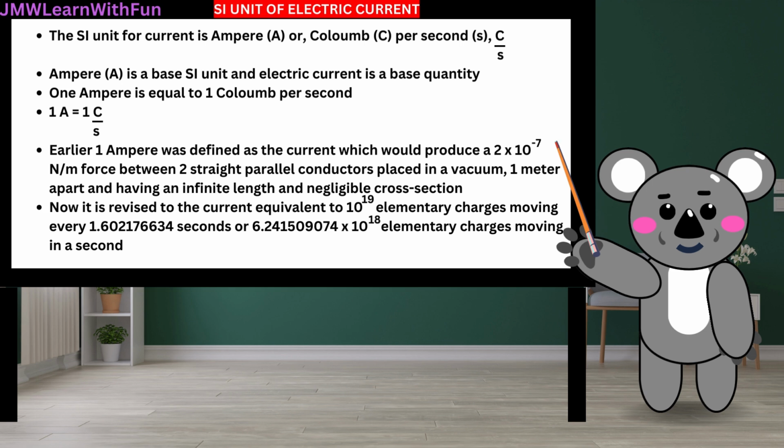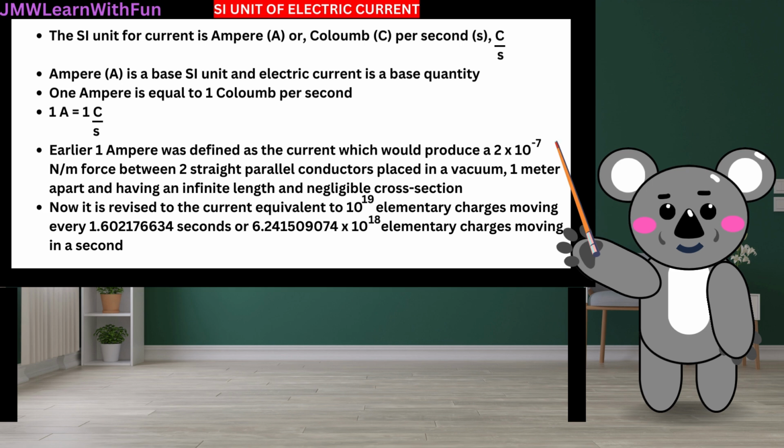The SI unit for current is the ampere, A, for coulomb, C, per second, s, C by s. The ampere, A, is a base SI unit and electric current is a base quantity. 1 ampere is equal to 1 coulomb per second, 1 A equal to 1 C by s. Earlier, 1 ampere was defined as the current which would produce a 2 × 10⁻⁷ newton per meter force between two straight parallel conductors placed in a vacuum, 1 meter apart and having an infinite length and negligible cross-section.